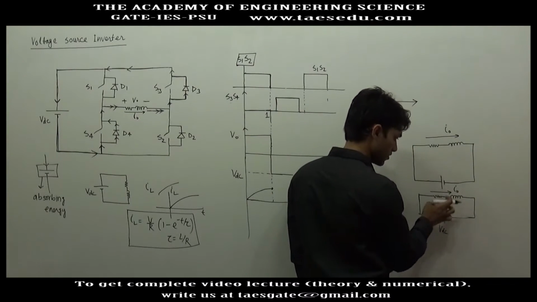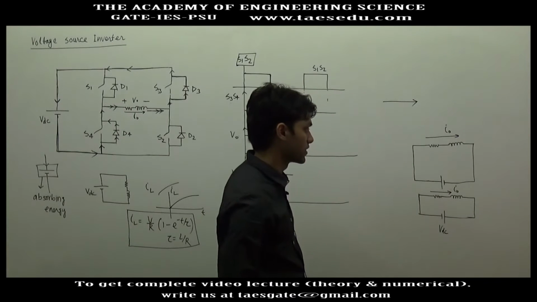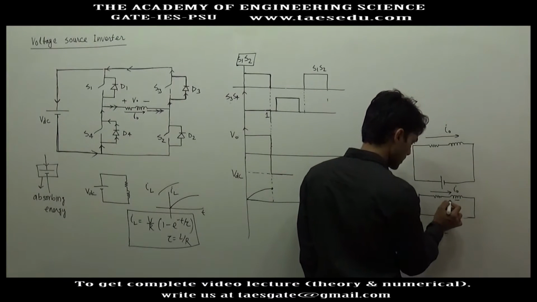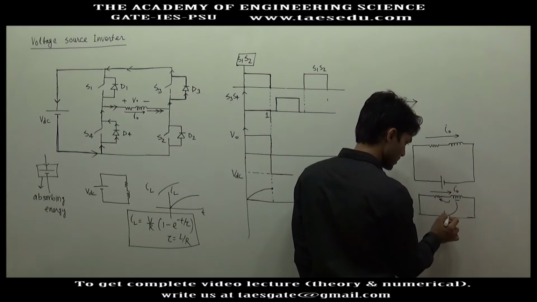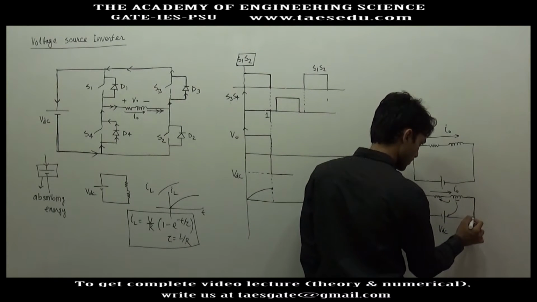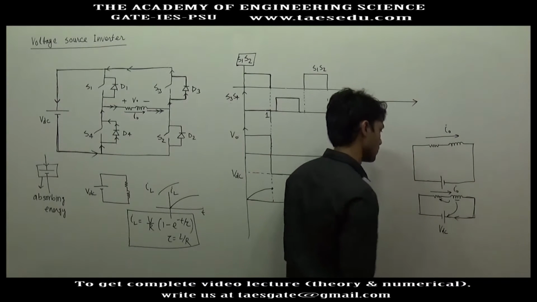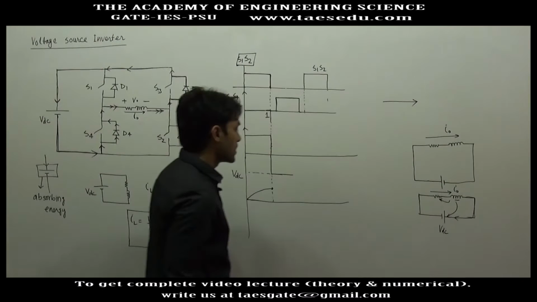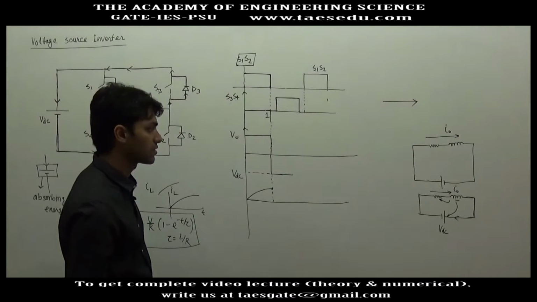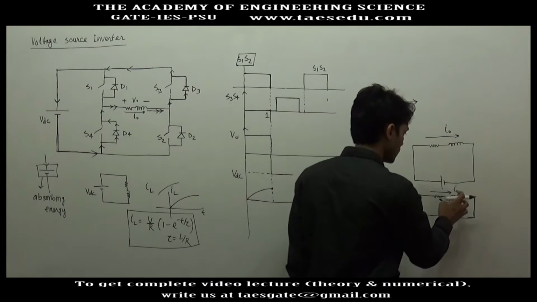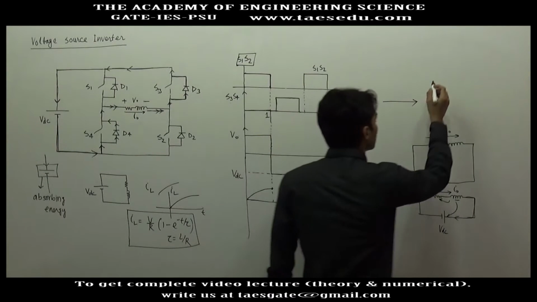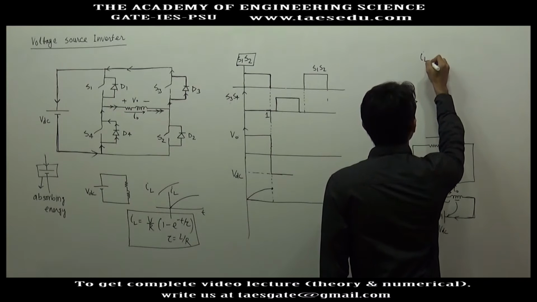Since this current is flowing due to the stored energy of inductor, the inductor energy will be dissipated both in resistance and in the source. The current will enter into the positive terminal of source. So this current will decay very rapidly, and the formula for the inductor current can be found out with the help of this formula.